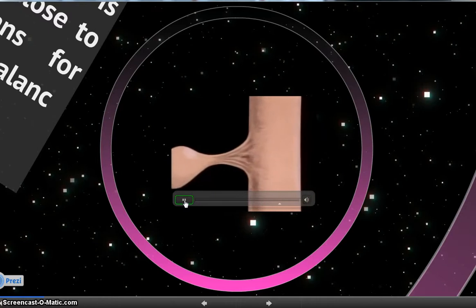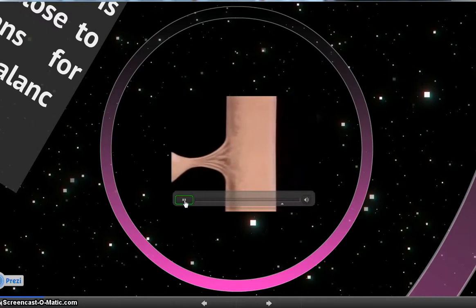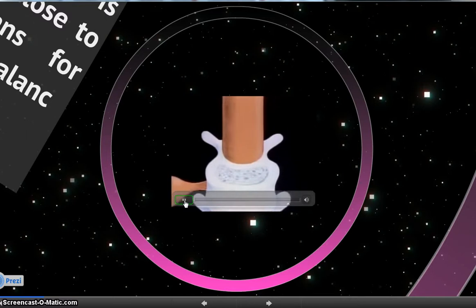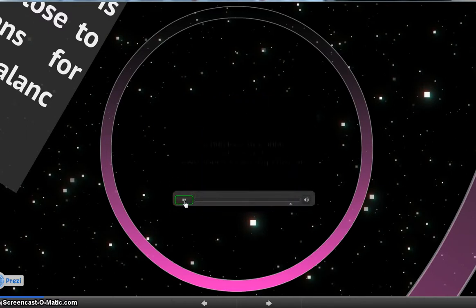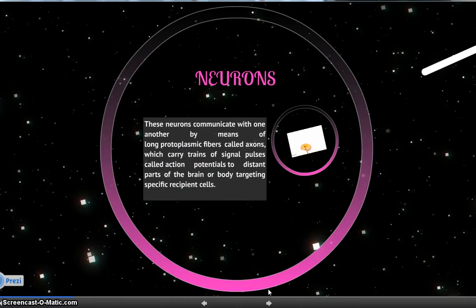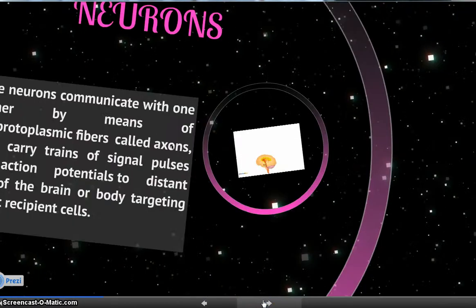The spinal cord is a long cylinder of nerve tissue that passes through the hollow channels of bones called the vertebrae. The spinal cord is protected by those vertebrae. It is also protected by three membranes called meninges. Neurons communicate with one another by means of long protoplasmic fibers called axons, which carry trains of signal pulses called action potentials to distant parts of the brain.